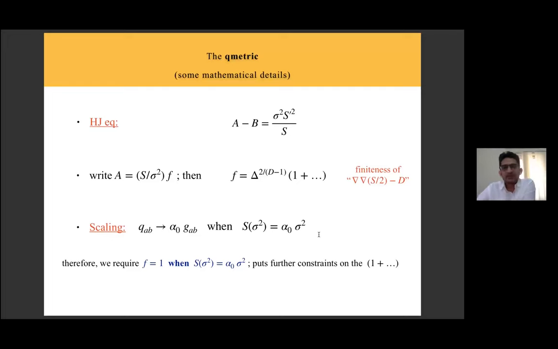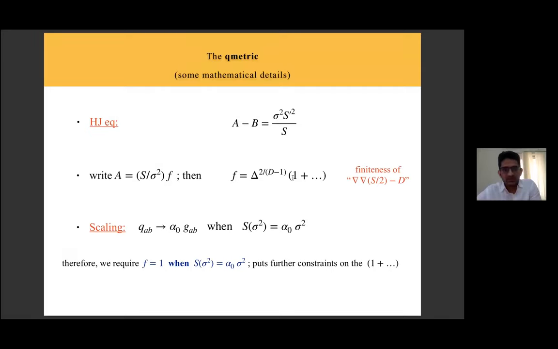Here are again some details on how the conditions are fixed. If I use my Hamilton-Jacobi equation, it's easy to show that it fixes the combination A minus B in this form. And then you can parameterize A in terms of a function F, as I have shown there. This itself is strong enough to indicate that F should have the form delta to the power 2 by (d minus 1), where delta is the Van Vleck determinant, times some quantity, and it is to fix this 1 plus dot dot dot that you require the condition on the two-point function.